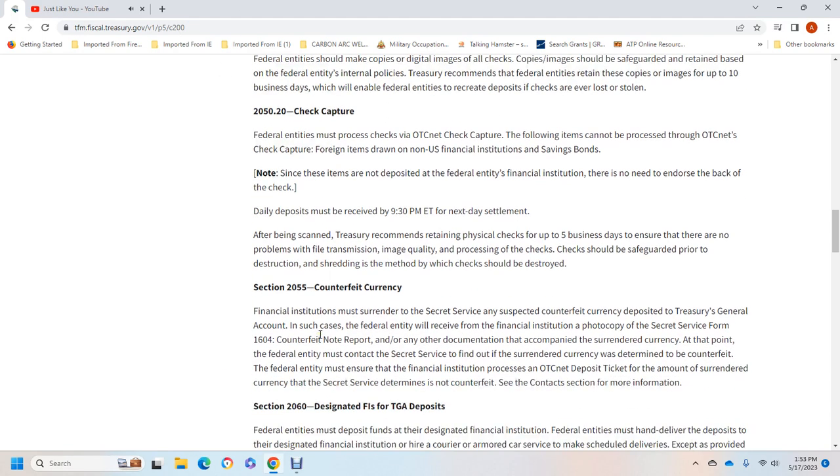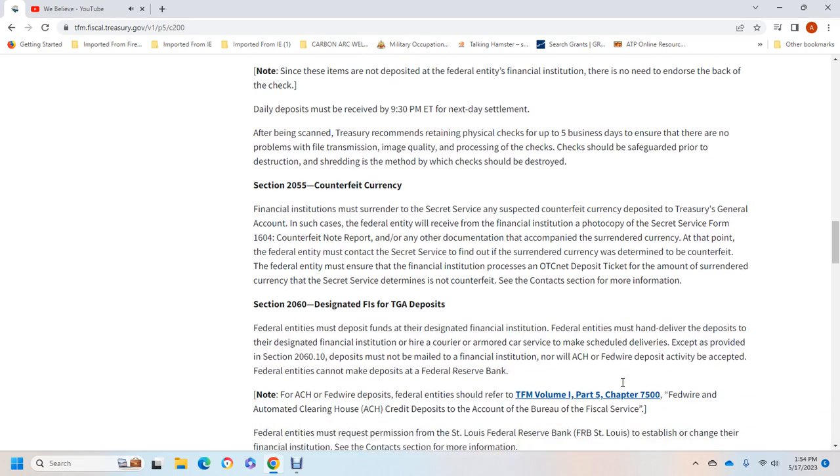Section 2055, Counterfeiting Policy on Currency. The financial institution must surrender any suspected counterfeit currency to the Secret Service, and the Treasury General Account and the federal entity will receive the financial institution's copy of Secret Service Form 1604, Counterfeit Note Report, and any other documentation accompanying the surrendered currency. The federal entity must contact the Secret Service to find out if the surrendered currency was determined to be counterfeit. The federal entity must ensure the financial institution properly credits the over-the-counter deposit ticket with the amount of the surrendered currency if the Secret Service determines it is not counterfeit. See the contact section for more information.